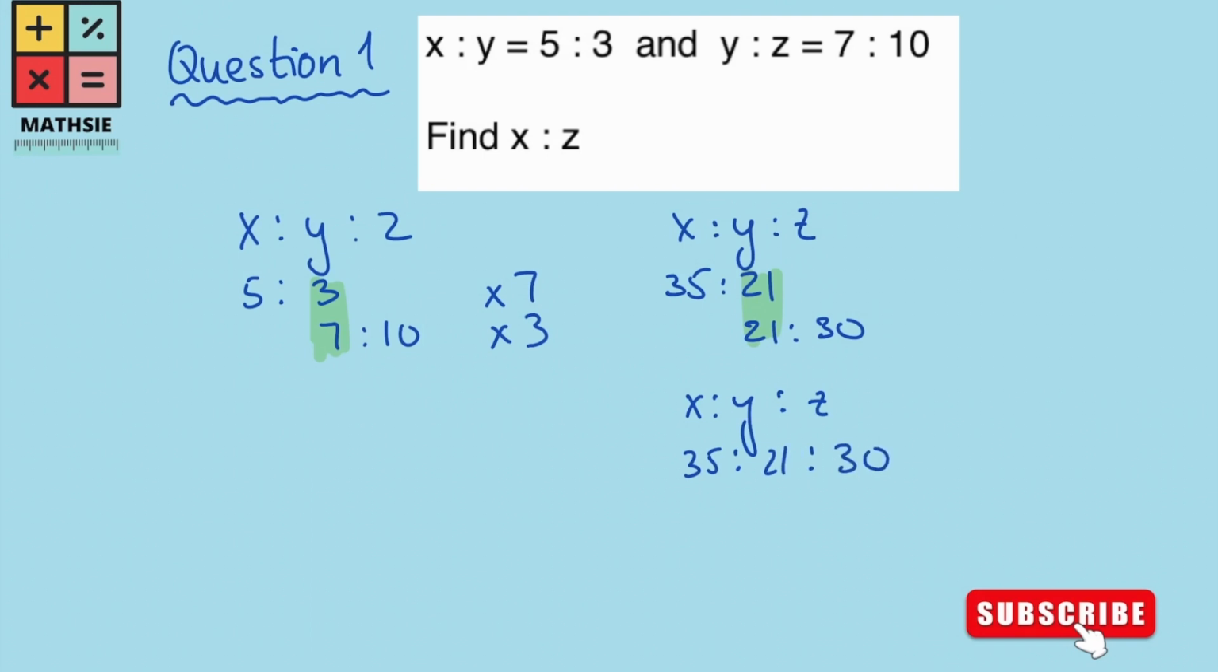And now that I have the ratio between x, y, and z, I can find that x to z would be 35 to 30. But remember, whenever I have ratios, we need to give them in the simplest form. I can see both divide by 5, so this would be 7 to 6. And that's it. I know that x to z would be equal to 7 to 6. So remember, for those kind of questions, the best approach is to find first x to y to z. And that's it for question 1.